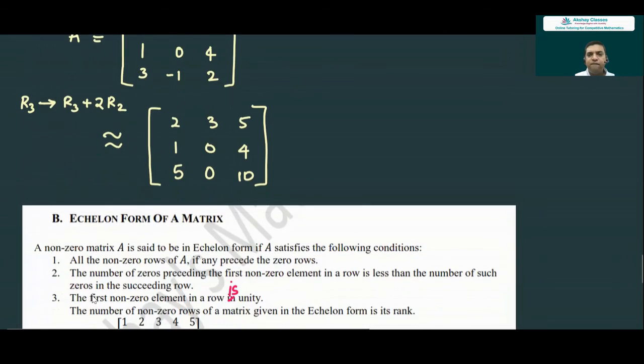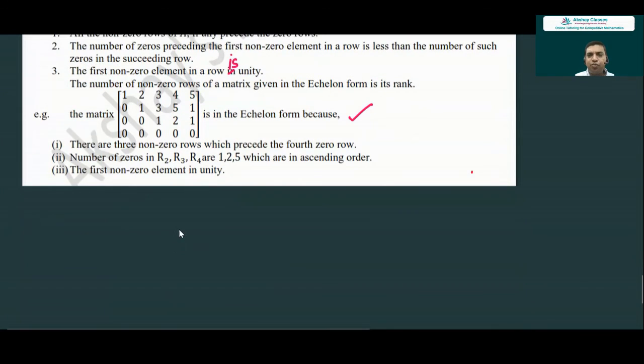Now, the rank through its echelon form is very simple. It is the number of non-zero rows in an echelon form. The number of non-zero rows in an echelon form gives you the rank of the matrix.